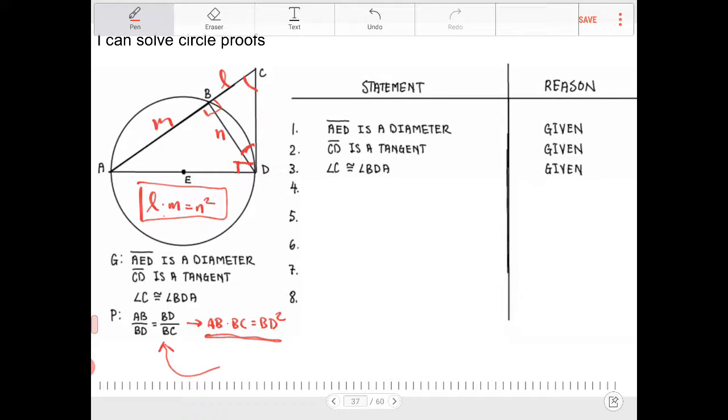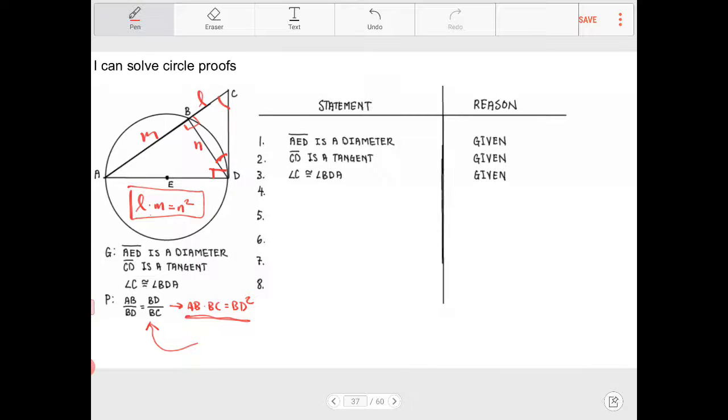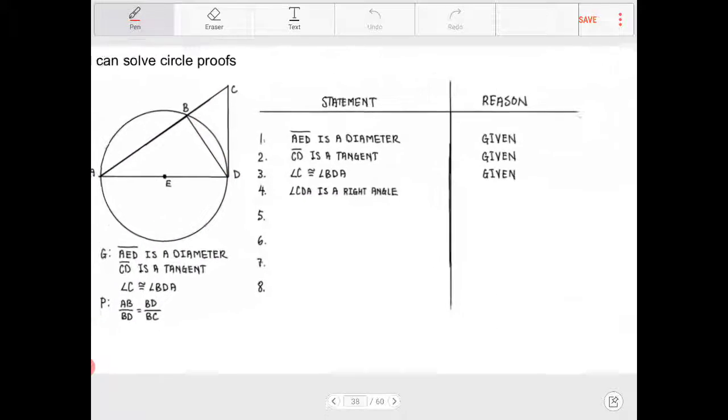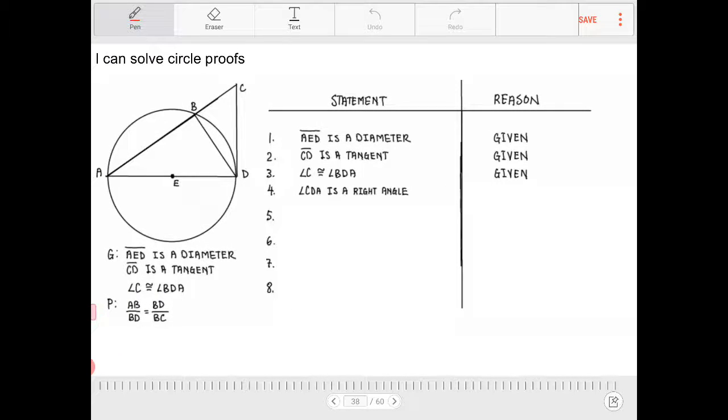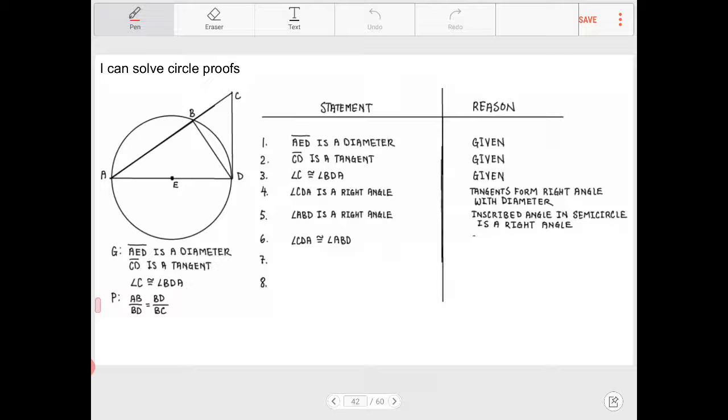Let's now try to figure out how we can put this into words in the 2-column proof. So immediately I recognize that angle CDA is a right angle, and the reason is tangents and diameter form a right angle. Next, I know that angle ABD is a right angle because an inscribed angle in a semicircle forms a right angle. Next, I know that angle CDA and angle ABD are congruent because all right angles are congruent.